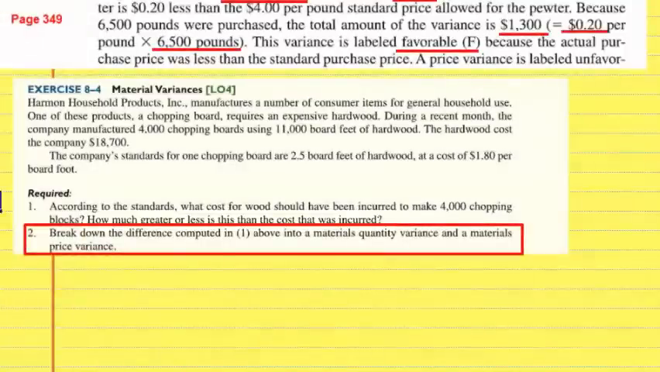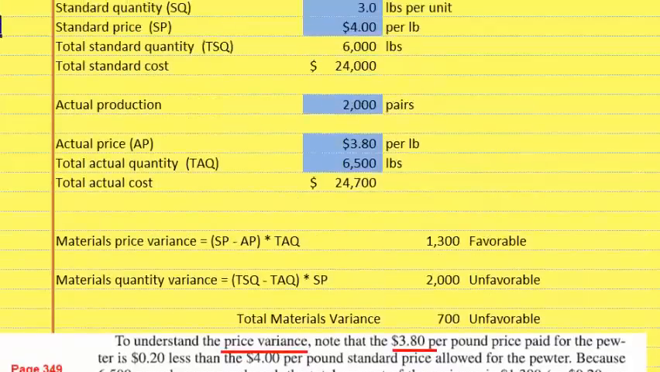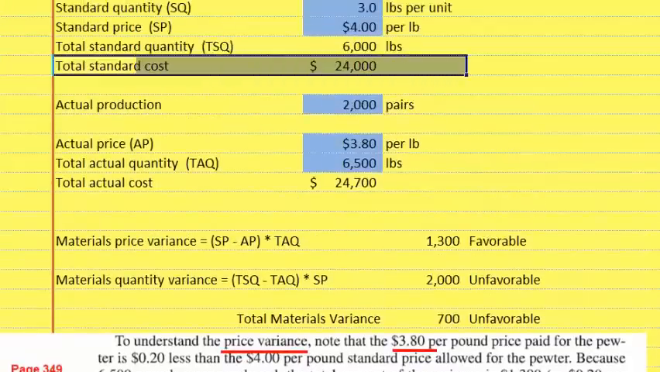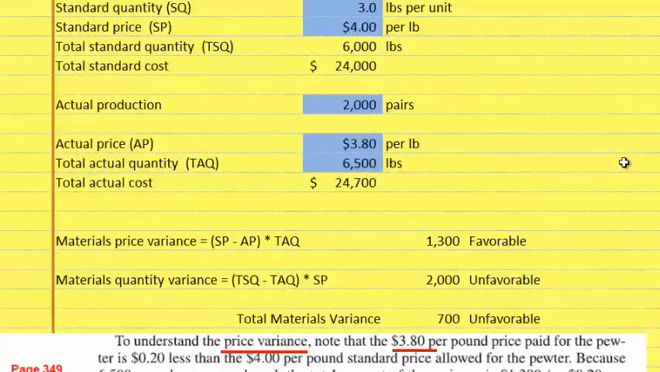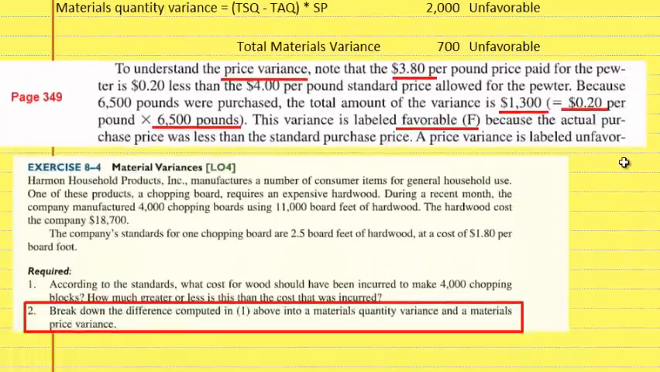So for requirement 1, they ask you to compare total standard cost with total actual cost: how much cost should have been incurred and how much cost was actually incurred. And then to break that down into the two component variances. In the example from the book, the difference was $700, and the two component variances added up to that $700 difference. So pause the video in just a second and see if you can work exercise 8-4.